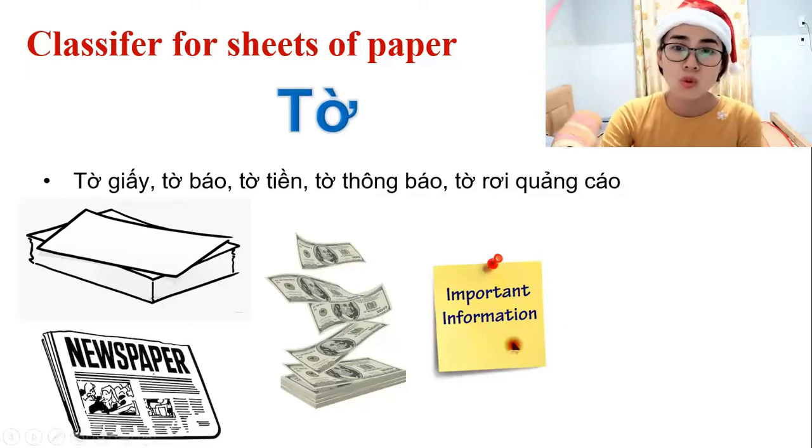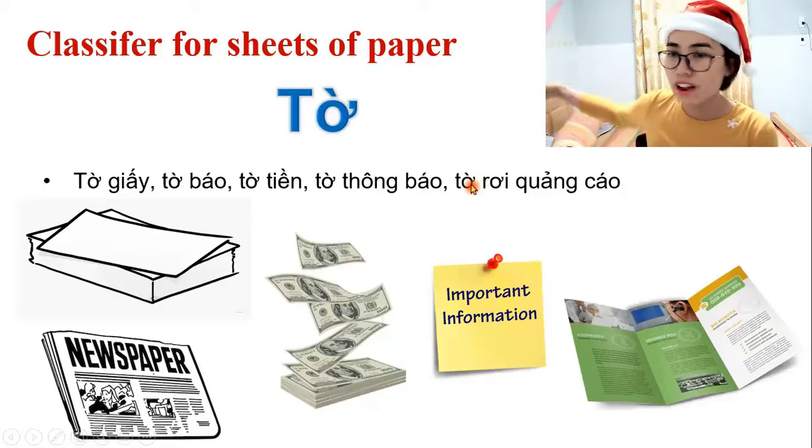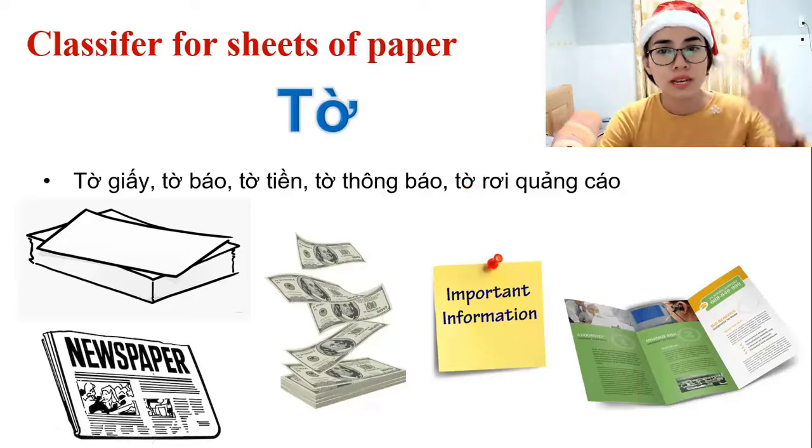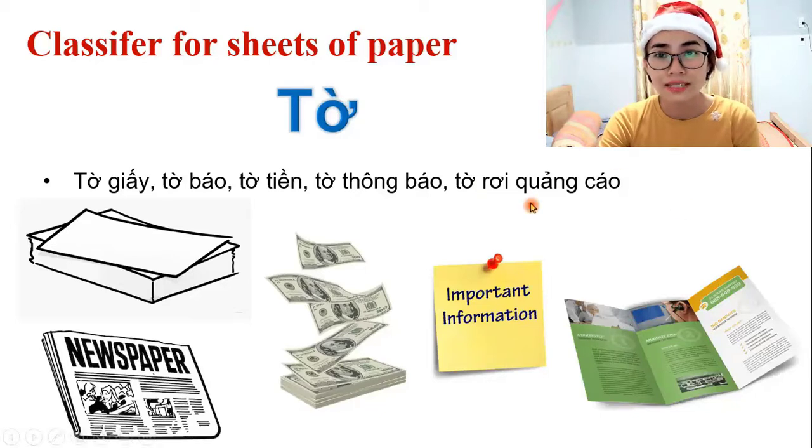Tờ thông báo, or the leaflet, right? Tờ quảng cáo, or tờ rơi, leaflet. Rơi means people will let it fall on the street. So tờ rơi quảng cáo, to advertise. So these are different tờ.